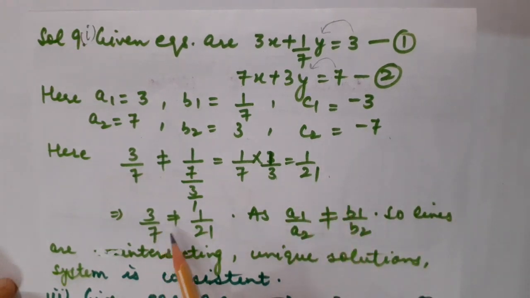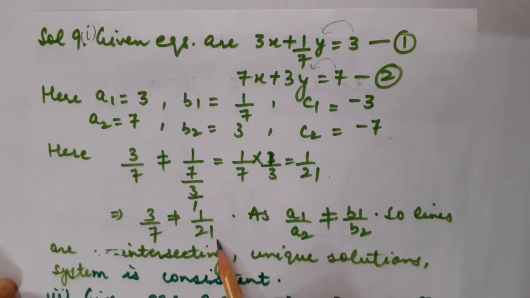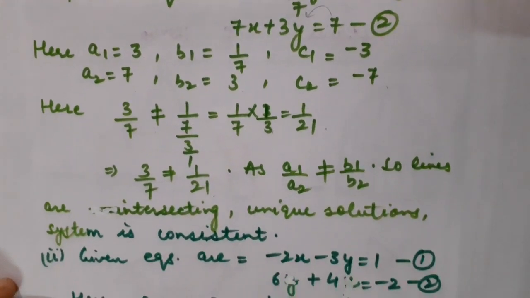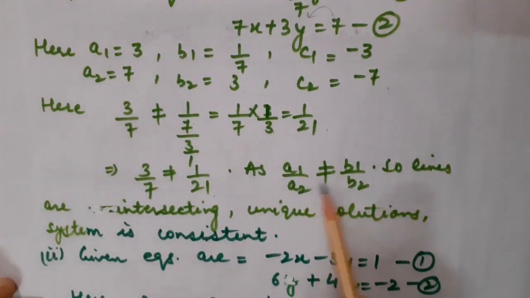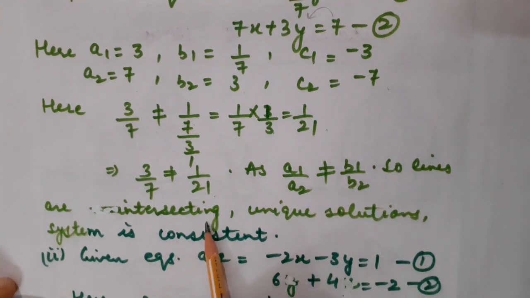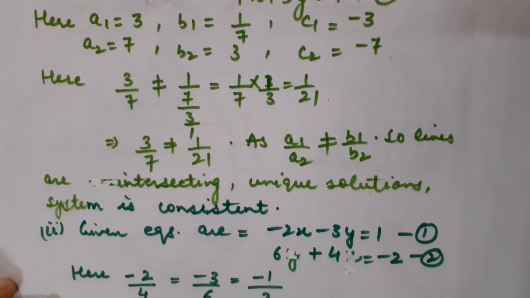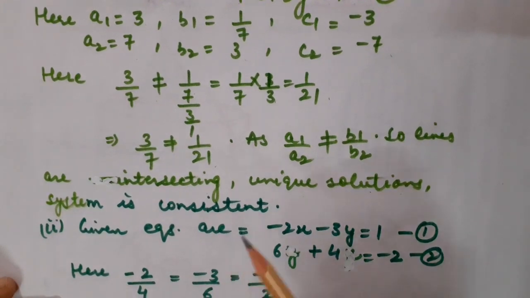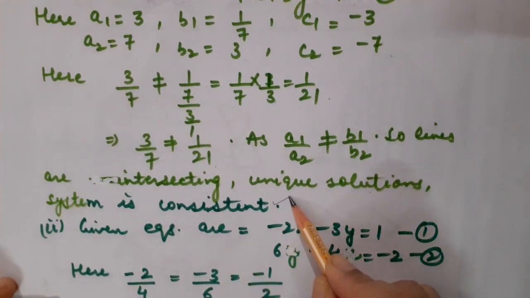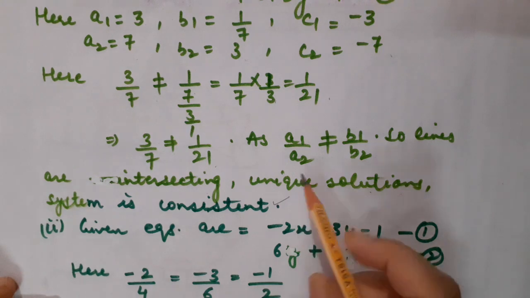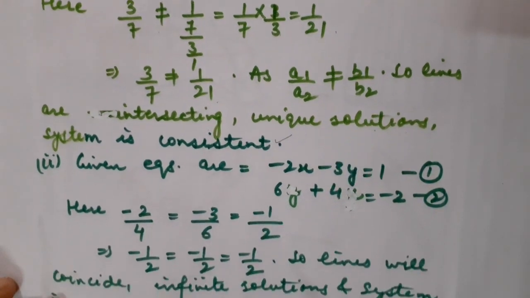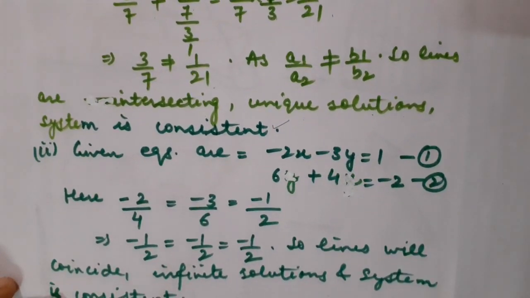So as 3 upon 7 is not equal to 1 upon 21, we can say that A1 upon A2 is not equal to B1 upon B2. So definitely the lines will be intersecting, solutions will be unique. Unique solution will exist, of course. And children, I told you that whenever there is solution existence, then the system will be known as consistent system. Got it? In the same manner, children, you can see second part.